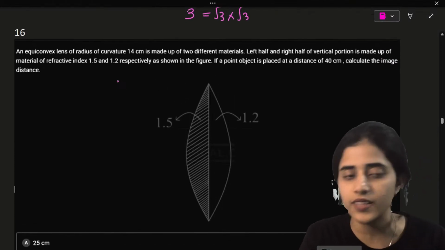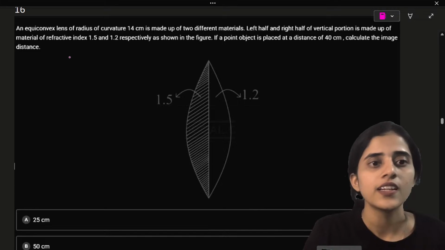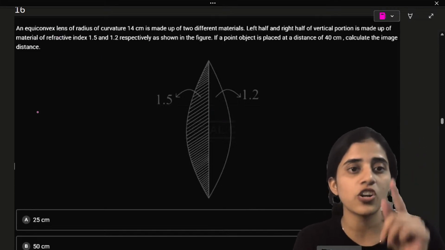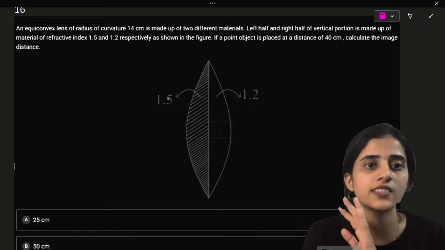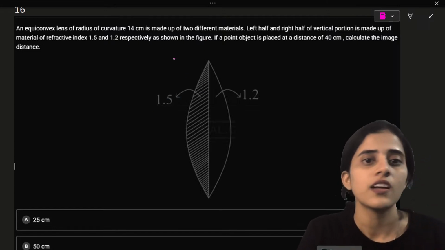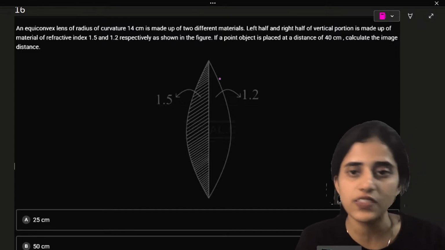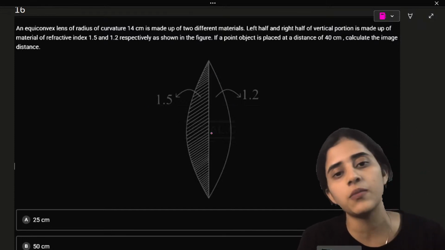Oh, somebody already answered. Okay, let's see. Okay. So an equiconvex lens. This kind of lens is called an equiconvex lens. It has a radius of curvature. It's made out of two different materials. All that is fine. Refractive index is given. If you calculate the image distance.